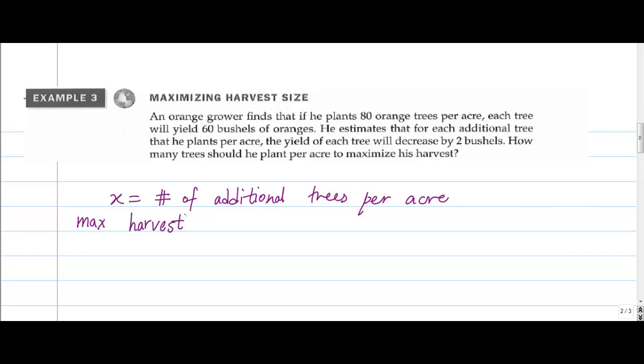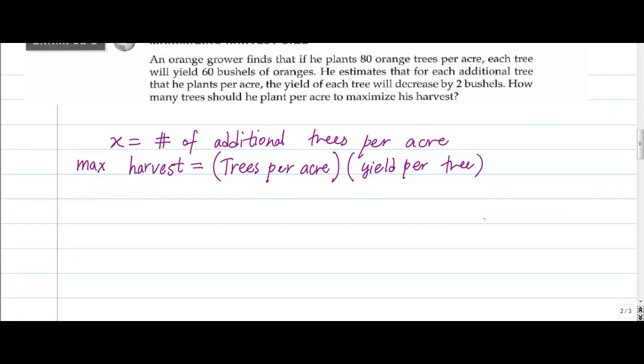So harvest means how many oranges you have, right? So you have to look at the number of trees that you have. So harvest equals trees per acre. How many trees do you have per acre, and then how much do you get off of each tree? So the yield per tree. That'll give you how many total oranges you have, right? So let's find out how many trees he'll have per acre.